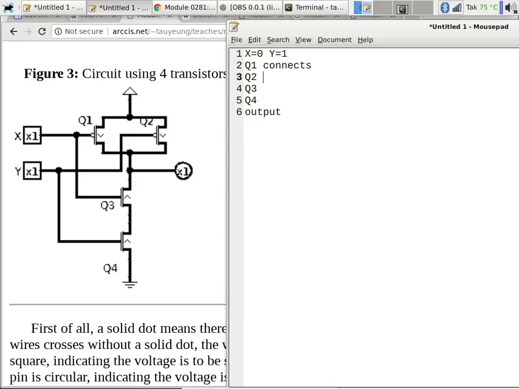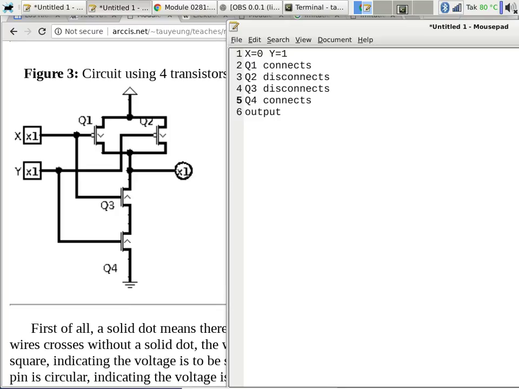What about Q2? The gate of Q2 connects to Y, and Y has a high voltage. So it's not connecting, it disconnects, okay? So we'll just say disconnects. And then Q3 and Q4 are kind of the flip side because they're N transistors. When you look at Q3, the gate of Q3 connects to X. X has a 0 volt, so Q3, does it connect or not connect? It disconnects. Okay. And then what about Q4? Q4 connects to Y, which has a high voltage, and Q4 being an N transistor, if the gate is experiencing a positive charge, it is connecting.